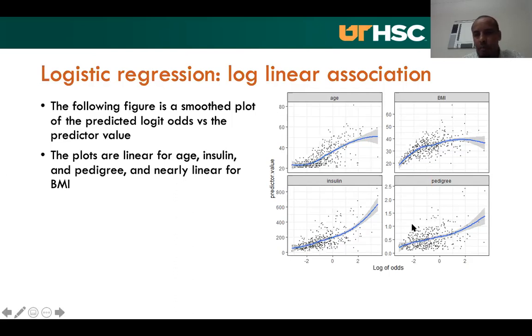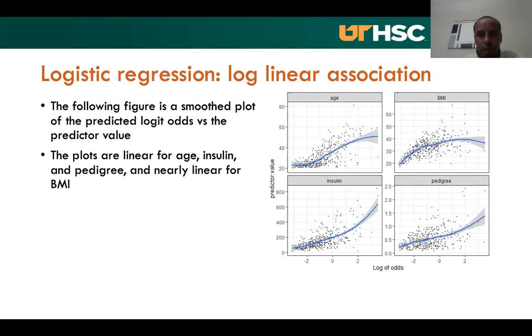For insulin and pedigree, there appears to be a log linear relationship between the predictors and the log odds of the outcome of type 2 diabetes. So the pedigree is the diabetes pedigree function, which provides a synthesis of the diabetes mellitus history in relatives of the participant and the genetic relationship of those relatives to the participant. It's a numerical variable.